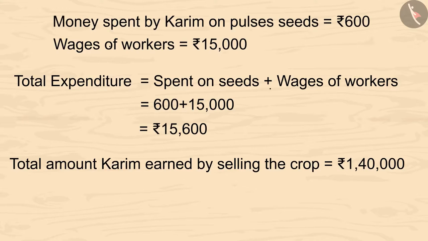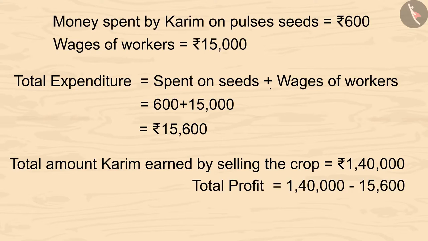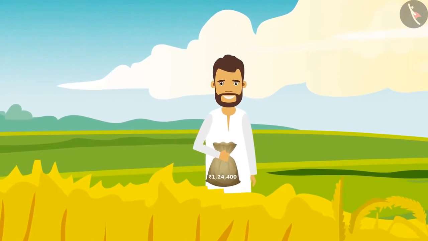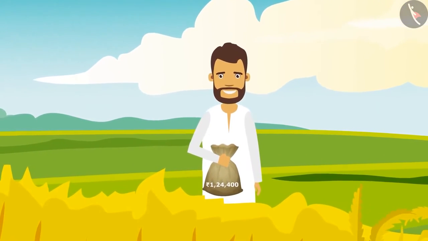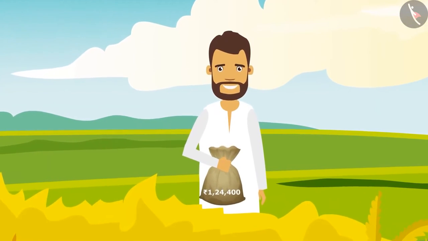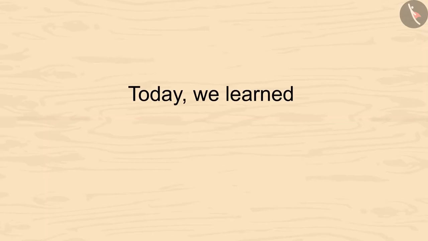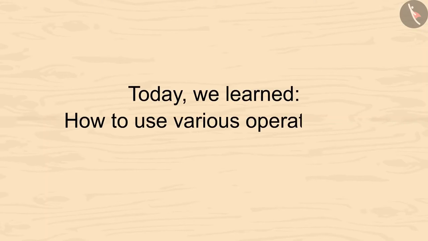If we subtract 15,600 from 1,40,000, we will be left with 1,24,400 rupees. So kids, Kareem has clearly made a profit of 1,24,400 rupees. Look how happy is Kareem. Today we learned how to use various operations in mathematics.